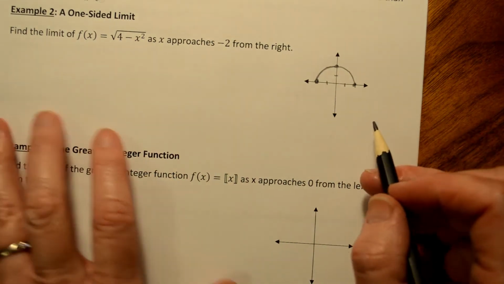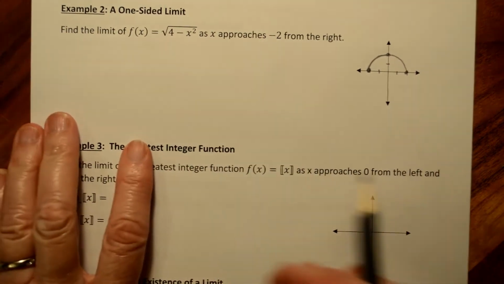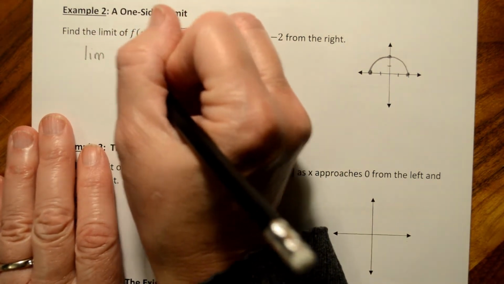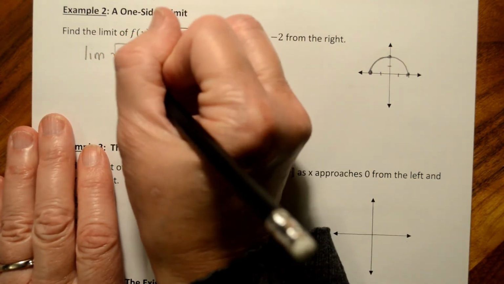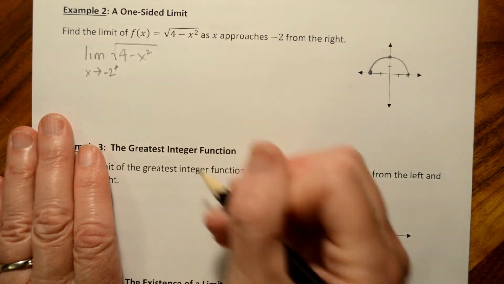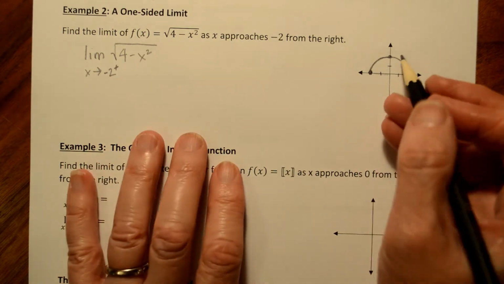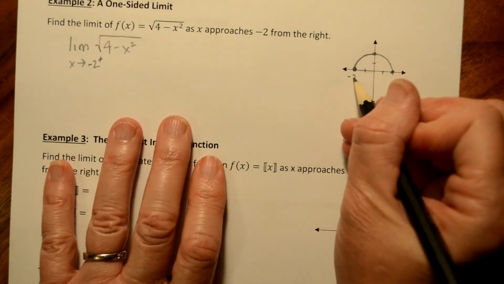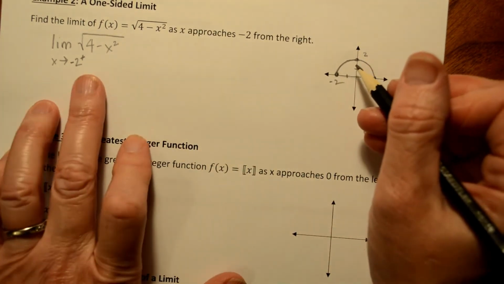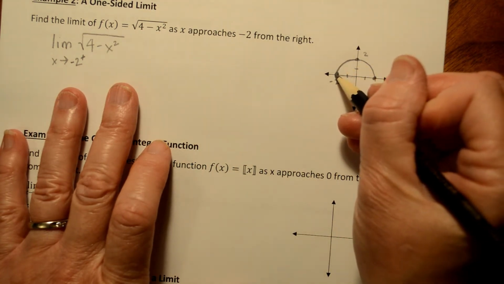So it's asking us what is the limit of this function as x is approaching negative 2 from the right. So I'm going to write this out the way we should be writing it. The limit of 4 minus x squared as x is approaching negative 2 from values greater than negative 2, or from the right. So again, here are the values that are greater than negative 2 right in here. As we approach negative 2 on the x-axis, what is the y, or the f of x, doing? Well, hopefully you can see here that it is approaching 0.